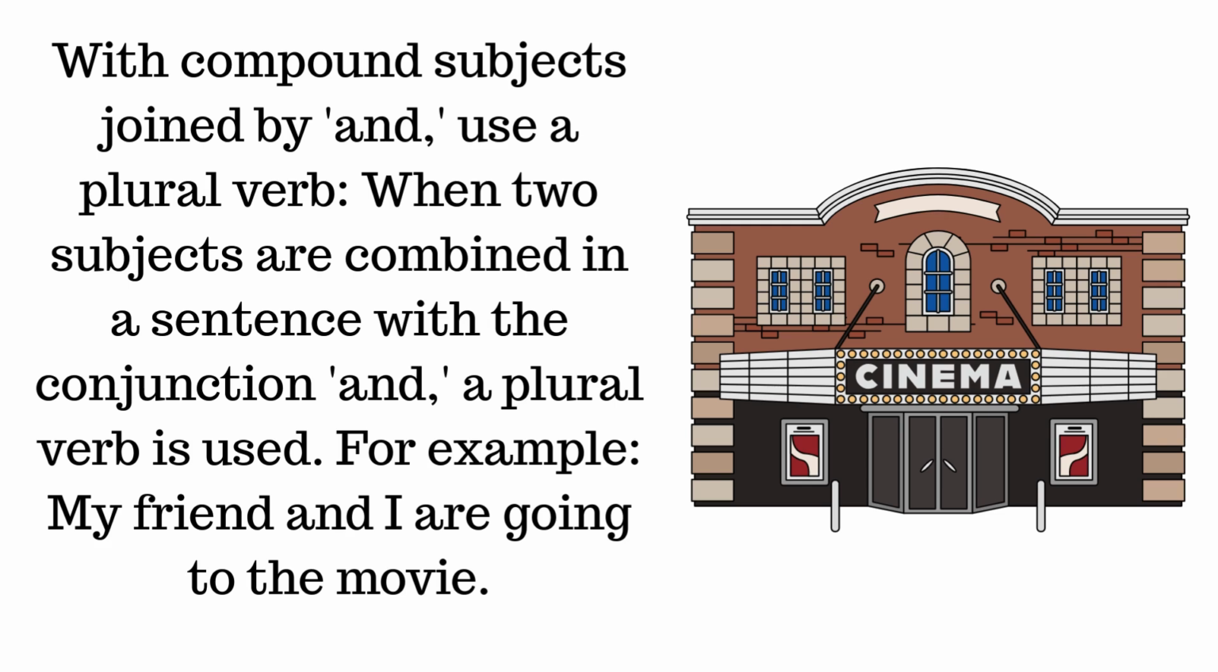With compound subjects joined by and, use a plural verb. When two subjects are combined in a sentence with the conjunction and, a plural verb is used. For example, my friend and I are going to the movie.